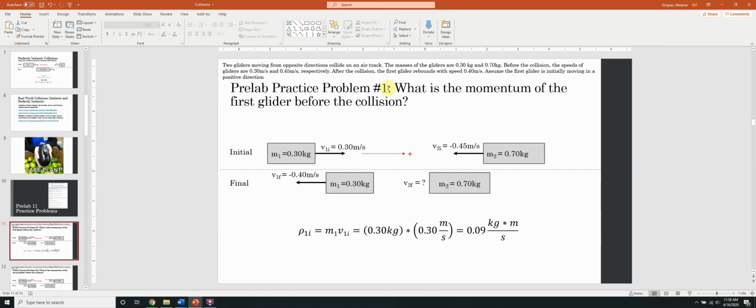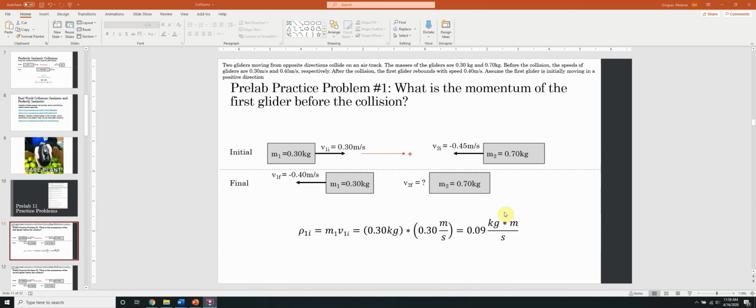Okay, so pre-lab practice problem number 1 says what is the momentum of the first glider before the collision? So the momentum of the first glider before the collision, so rho 1 initial is equal to m1 v1 initial, right? And that's equal to 0.3 kilograms times 0.3 meters per second, and we get 0.09 kilogram meters per second.